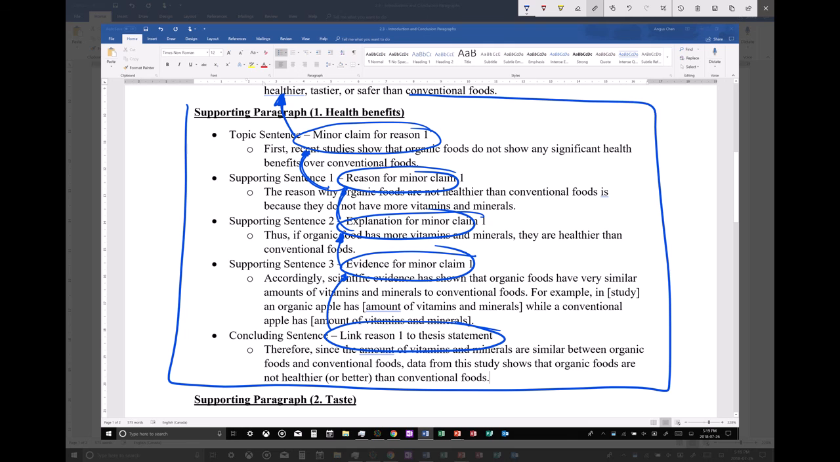So try it yourself with your own body paragraph. I've used an example of organic versus conventional food here, but you're going to want to build body paragraphs for reasons why you agree or disagree with the article that you read last week.